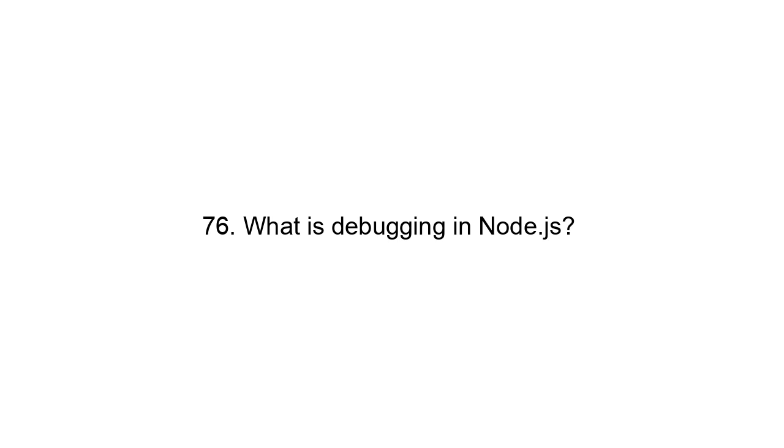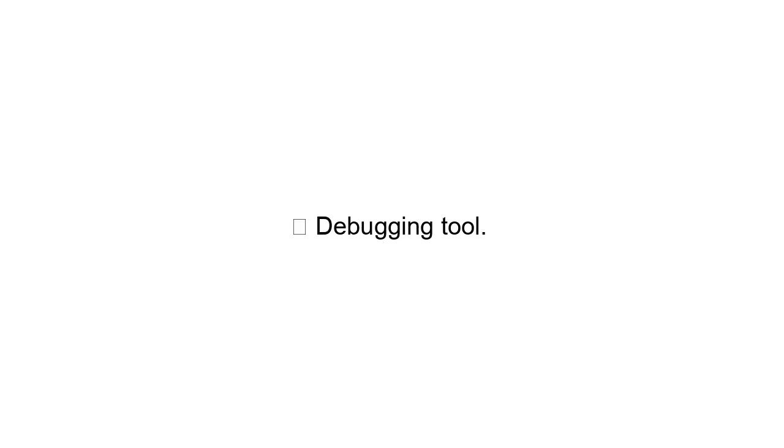76. What is debugging in Node.js? Finding and fixing errors. 77. What is Node Inspector? Debugging tool. 78. What is logging? Tracking system behavior. 79. What are Winston and Pino? Logging libraries. 80. What is clustering limitation? Shared memory complexity. 81. What is streaming advantage? Efficient large data handling. 82. What is back pressure? Handling slow consumers.